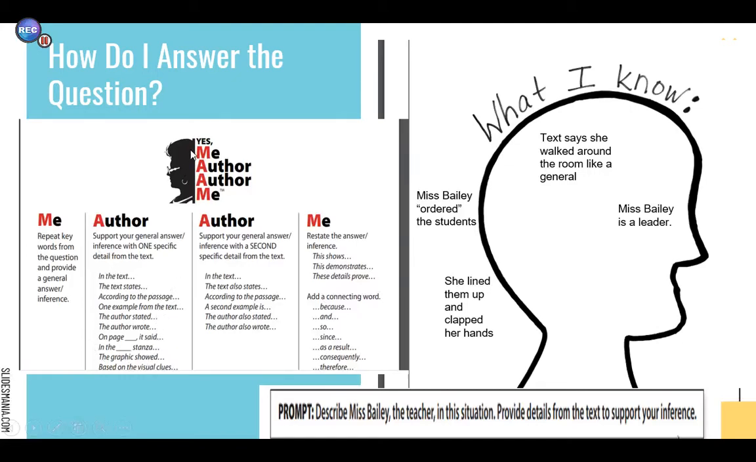Okay? Now, we're spelling ma'am, so we have me, author. Now we need another example from the author. Support your general answer inference with a second specific detail from the text. So we should use another one. So we're going to use another conjunctive adverb here, another transition word, to make our sentences flow really well. "In the text also states," "according to the passage," "a second example." Any of those would be great ways to start our next sentence.